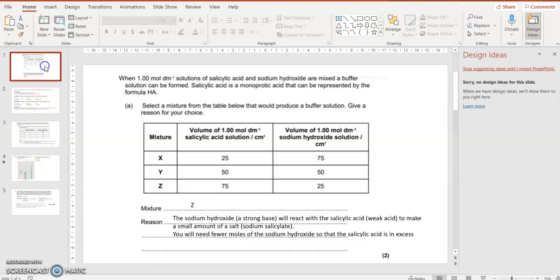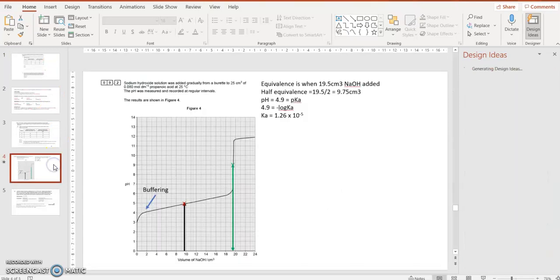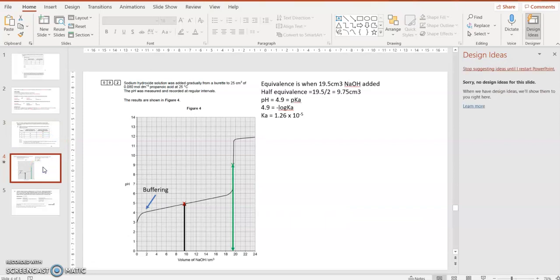The second part of the question then says another mixture was added. You've got 50 centimetre cubed of salicylic acid solution to 25 centimetre cubed of sodium hydroxide. Work out the pKa. Well, I've just picked this question up here from 2019, a paper that we did the other day.